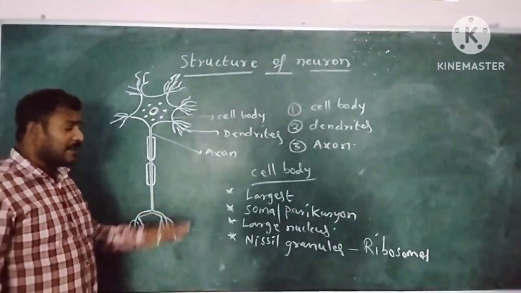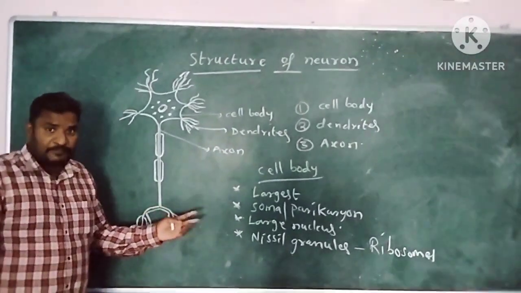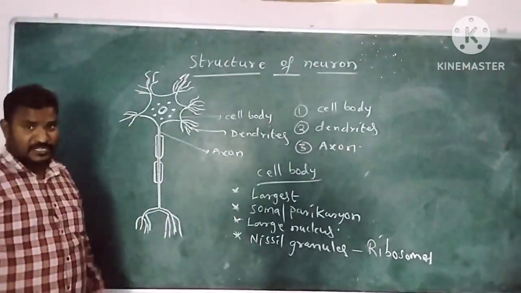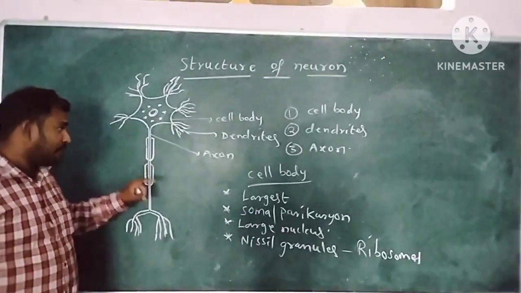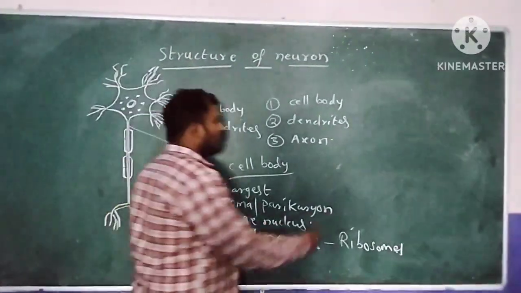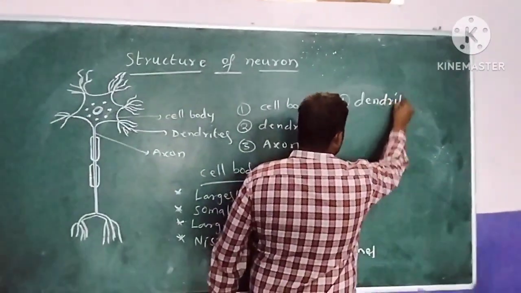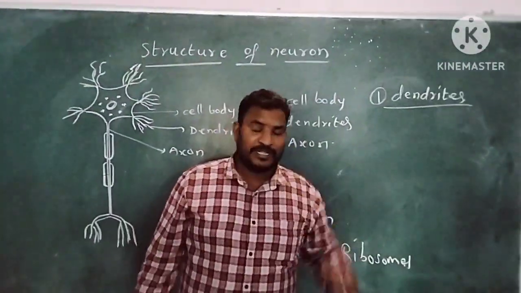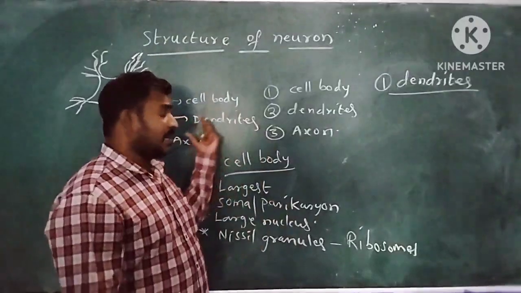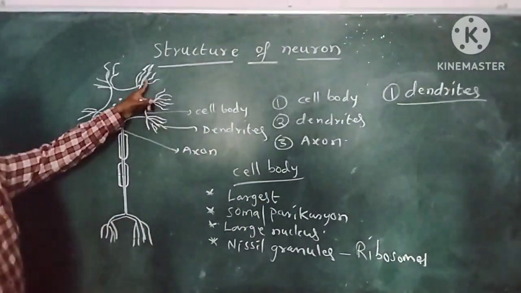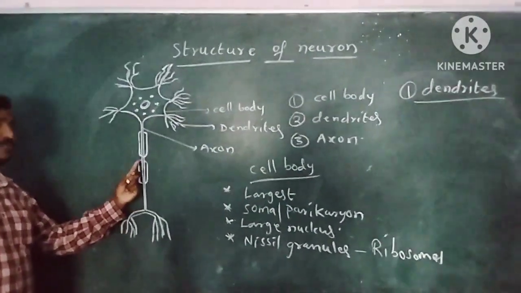Now we are talking about the extensions of the cell body. There are two types of extensions arising from the cell body. The first type of extension is called dendrites. There are two types of extensions arising from the neuron, such as dendrites and axon.